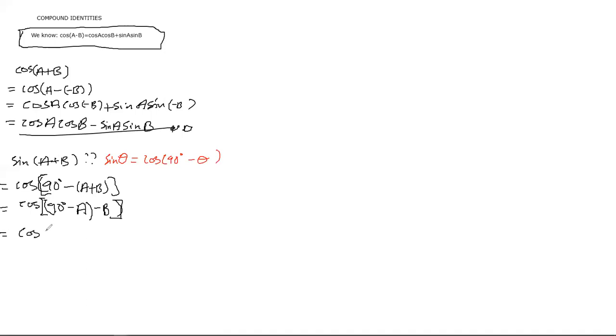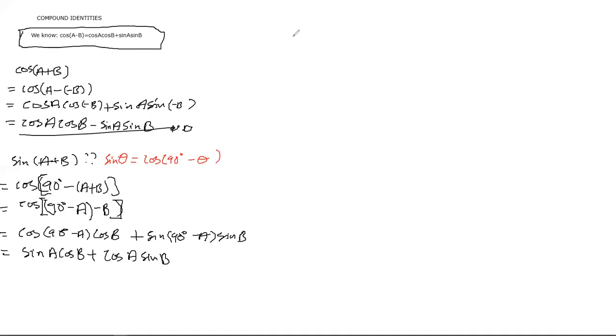So I know I need a cos(90 minus A), cos B, and then I must have what? Plus sine(90 minus A), and then sine B. I'm applying that identity up there. Now, cos(90 minus A), that's a cofunction. So this must reduce to sine A, and I have cos B there, and I have plus, but it's sine(90 minus A), that must reduce to cos A, and I have sine B. That easy? Yes, I promise you it is that easy.